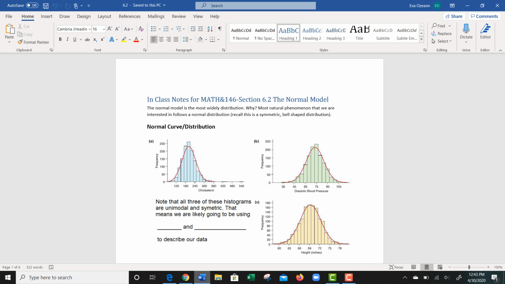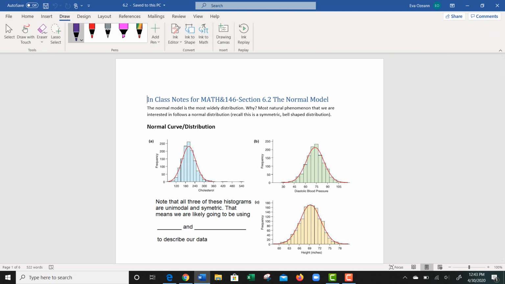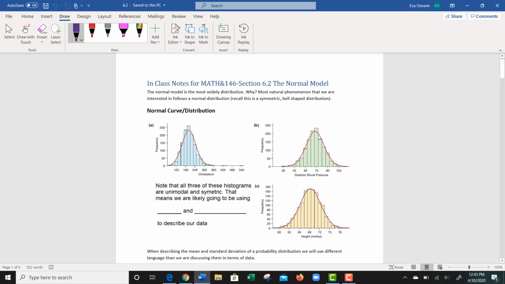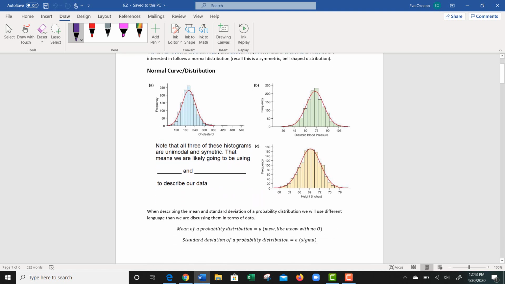Okay, so once you have those open, let's talk about what a normal model is. A normal model is any model that follows a normal curve. What that means is it's going to be unimodal and symmetric. All of these are examples of normal curves. Now, since these are unimodal and symmetric, we're going to be using our old friends, my favorite, the two most important things in statistics: the mean and the standard deviation to describe our data.